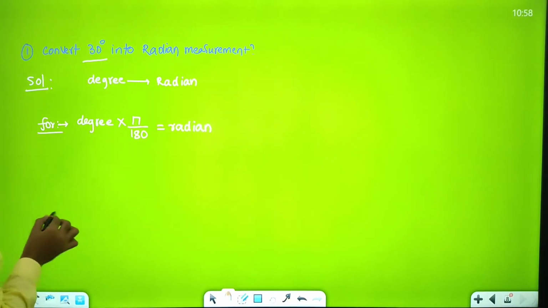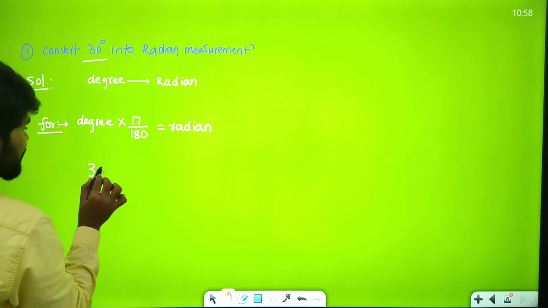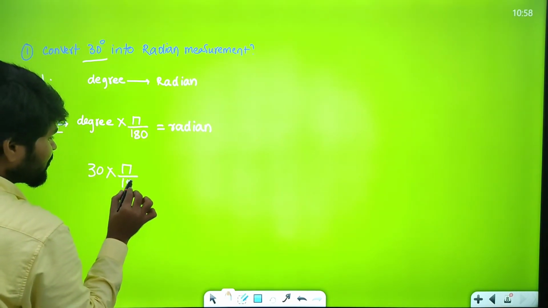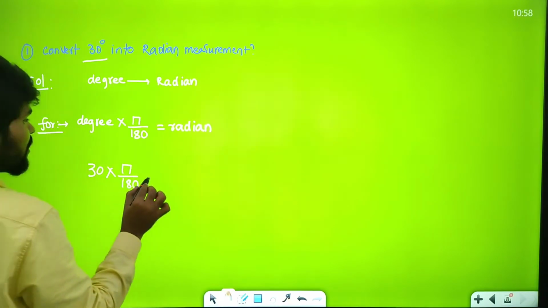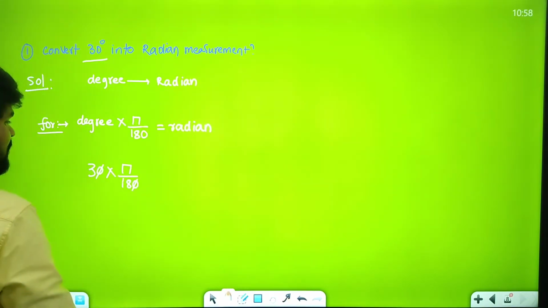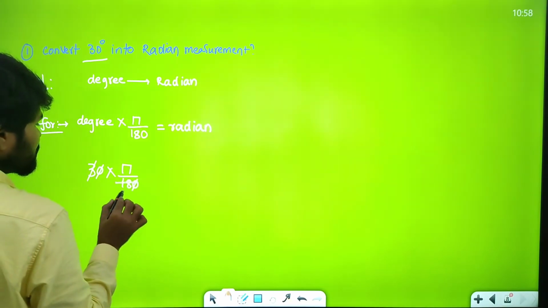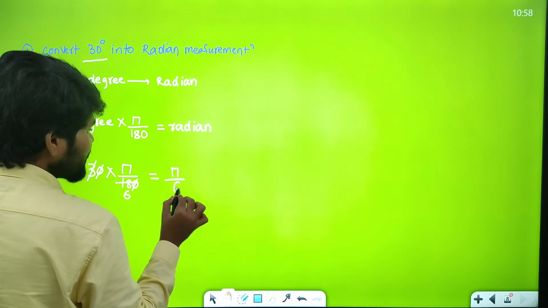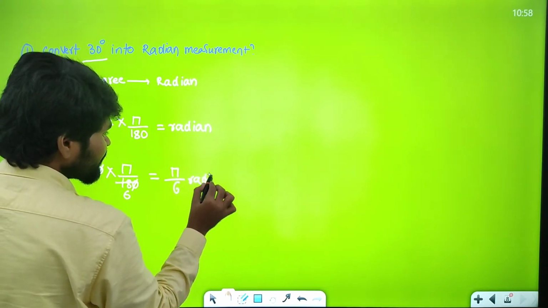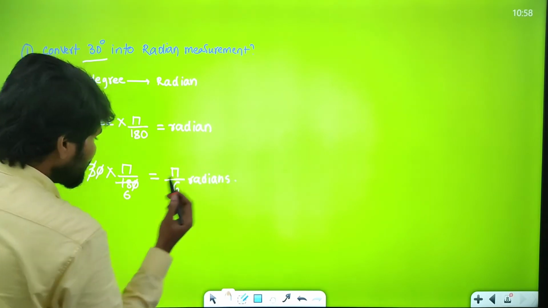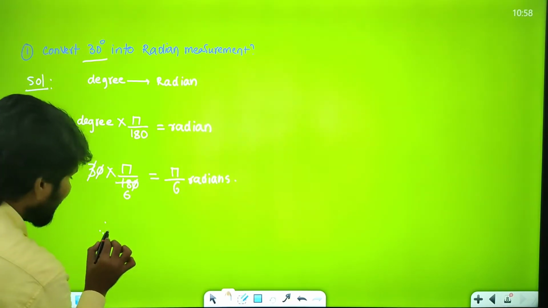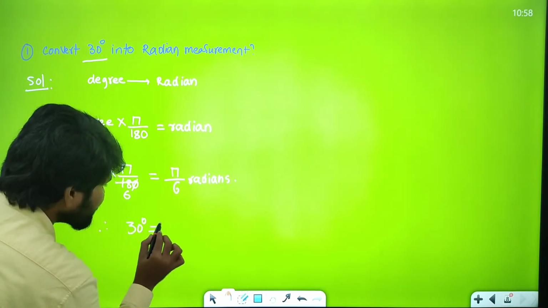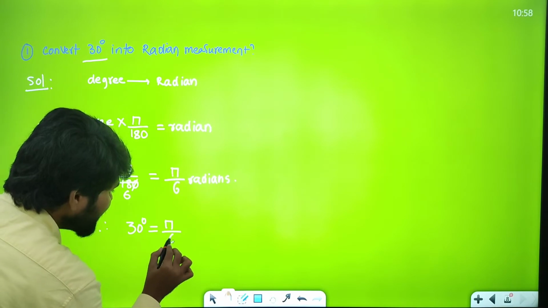What they gave the degree? They gave the degree is 30 into, I have to multiply it with pi by 180. Okay. Now cancel this. Pi cancel, 0 cancel. 3 6 are, and that implies pi by 6 radians. So therefore, we can conclude that 30 degrees is equals to pi by 6 radians.